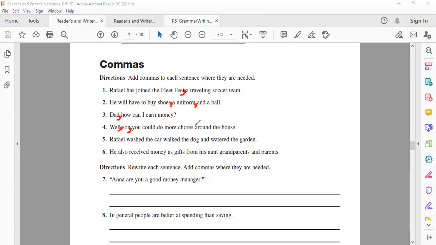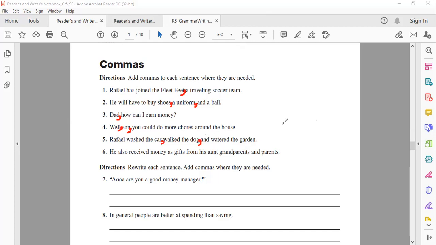Okay. So after washed the car. Excellent. And after walked the dogs. Excellent. And watered the garden. Very good. Number 6. He also received money as gifts from his aunt, grandparents, and parents.